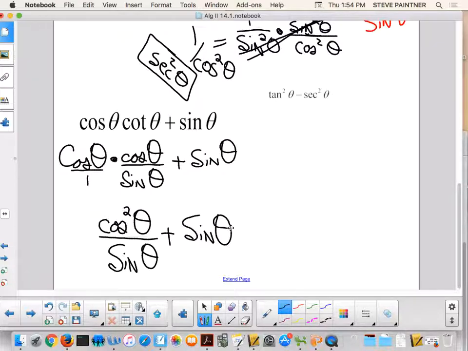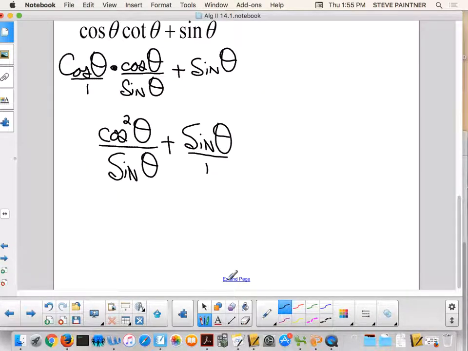So this is an addition problem. Addition. What do we need? Common denominator. Yes. And what's the common denominator here? Sine of theta, because sine times 1 is sine. Take that number times that number; they both should go into it. If you just multiply your two denominators, it is the common denominator.